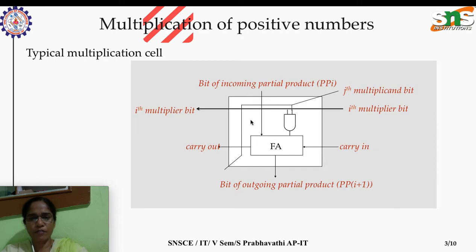And of course from this full adder, apart from the carry out and the bit of the outgoing partial product, the next stage of the full adder will take the multiplier bit and also the multiplicand. So this multiplicand is given as an input to the other stage of the full adder. This is all about the single multiplication cell, for performing multiplication of positive numbers.